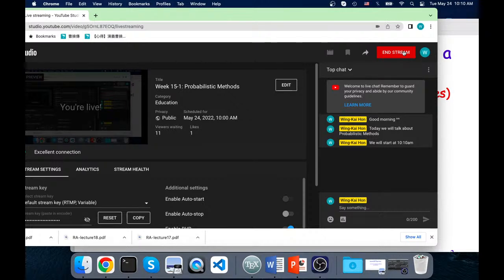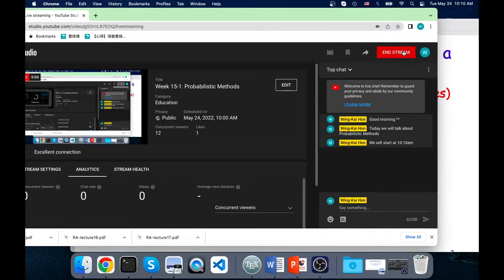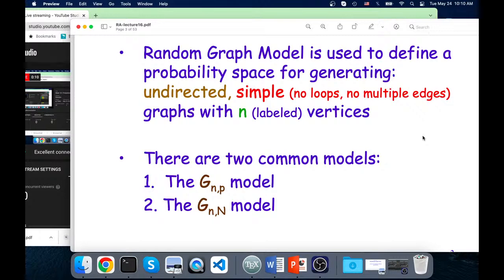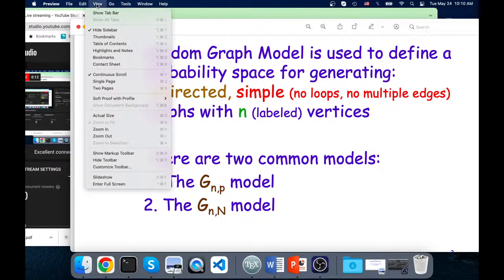Hello, good morning, everyone. So today we will start something new. We will talk about probabilistic methods. But before we do so, let me talk about something that appears in lecture note 16.